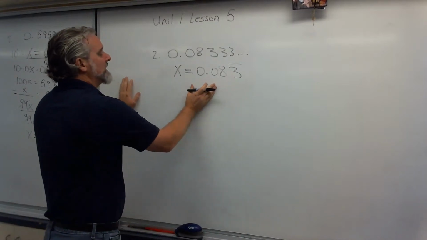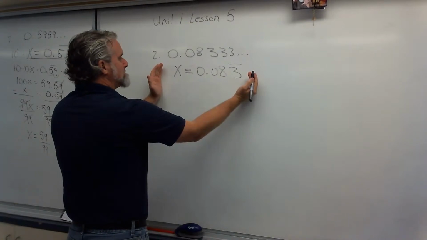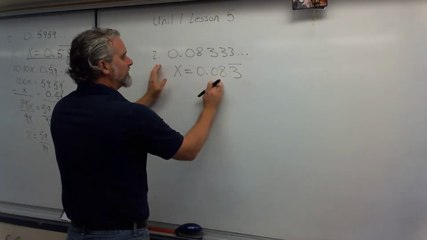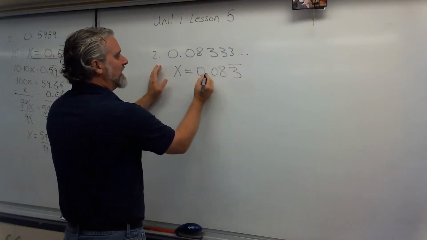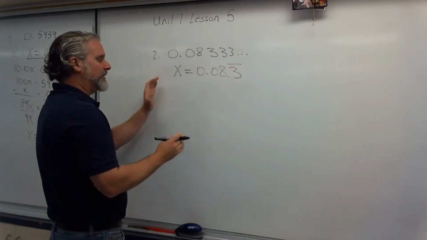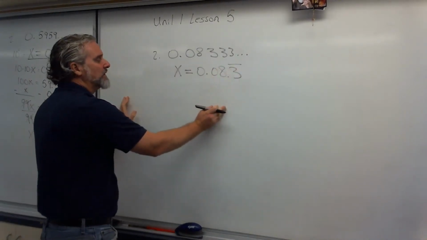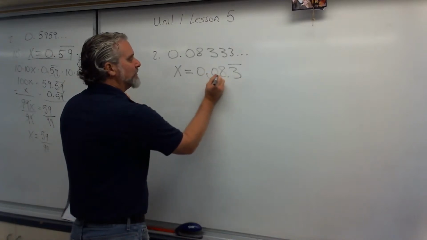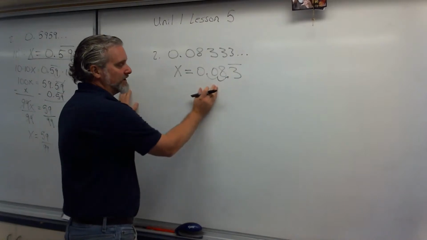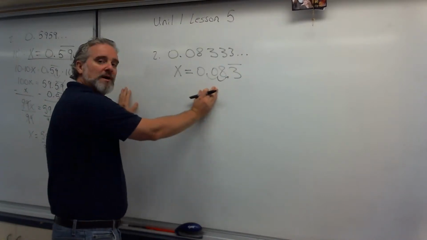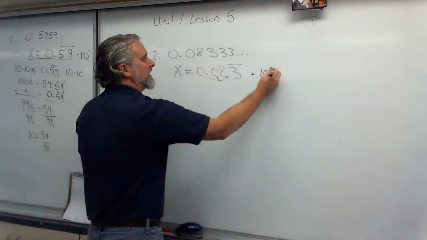And now, from here, I need to see, well, what do I need to do? Well, I see there's 2 digits to the right of the decimal point before the repeating. And I want to get that decimal point right here so that when the time comes, I can subtract from both sides and get rid of that repeating decimal. So I'm going to move the decimal point 1, 2 times first. To move the decimal point to the right, we multiply by 10. And since I'm moving it 2 times, we're going to multiply both sides by 10 to the second power.